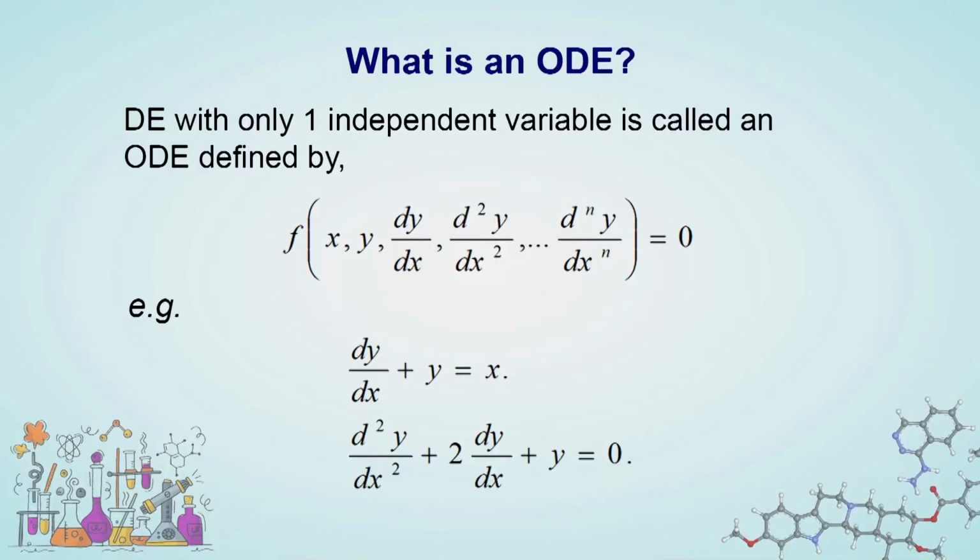It means our modeling is based only on this ODE because we can model nature by various mathematical phenomena. But here we will focus the modeling only on ODE. We can see the example dy by dx plus y equal to x. This is a first order and first degree ordinary differential equation. d2y by dx square plus 2 dy by dx plus y equal to 0.